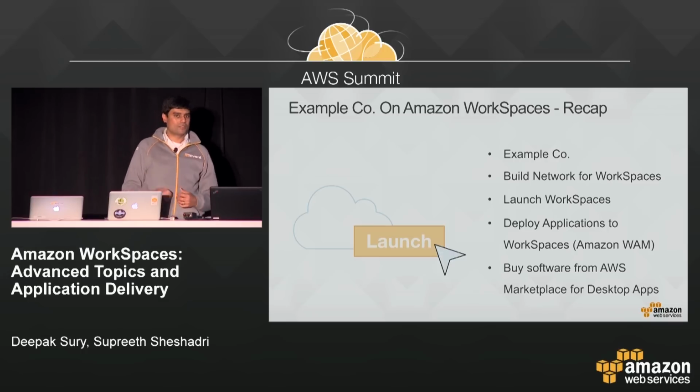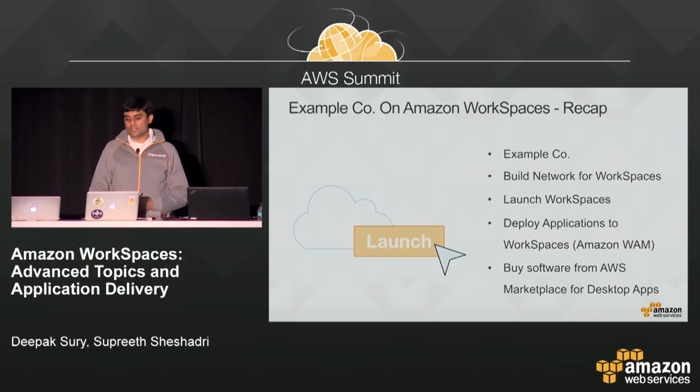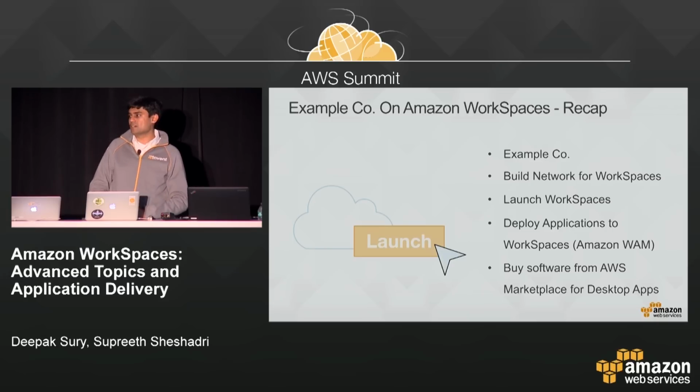They could use the console or the CLI. So this also means if they had, let's say, an internal console for managing workspaces, they could integrate with the Workspace APIs to do that. Once that is done, of course, they want to deploy different types of applications to their users, different contractor sets. Maybe some are developers, maybe some are sales representatives. So each of them would get different types of applications, and that's what Amazon WAM helped us do.